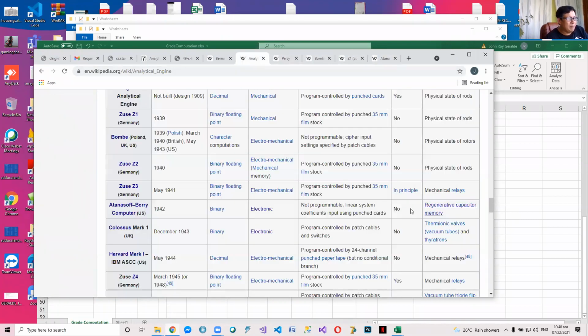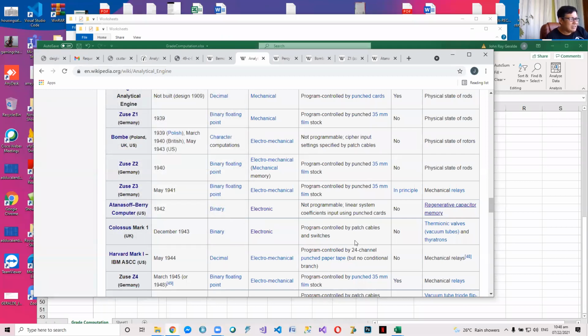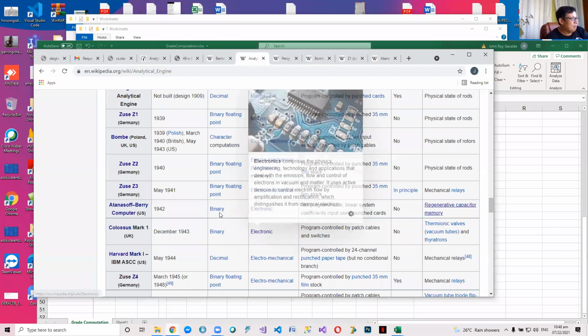They are vacuum tube capacitors, no? But it's the same concept of the memory architecture. And then Colossus Mark I was invented in the UK for decrypting also Enigma machines. It's not Turing complete. It's program controlled by patch cables and switches. This is binary and electronic.